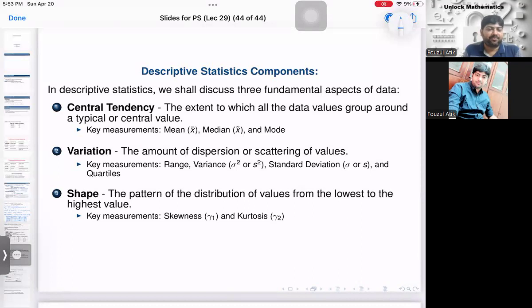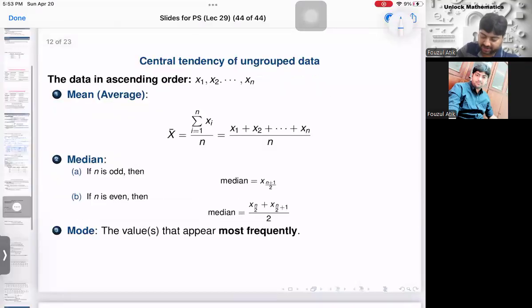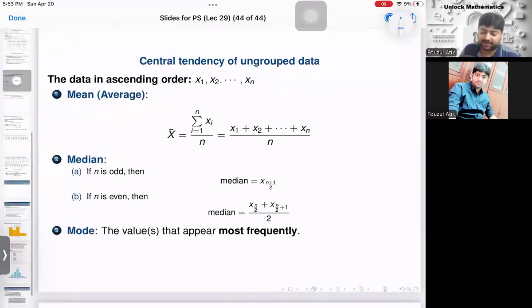And then the pattern of the distribution of values from the lowest to the highest value. So the key measurements we'll use here are skewness and kurtosis, etc. We'll discuss them one by one. So first we'll discuss the central tendency of ungrouped data, right? Central tendency of ungrouped data.